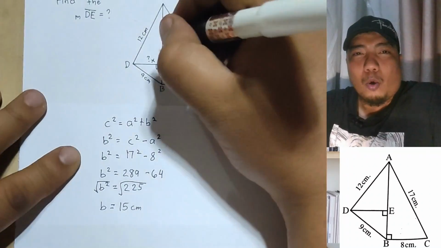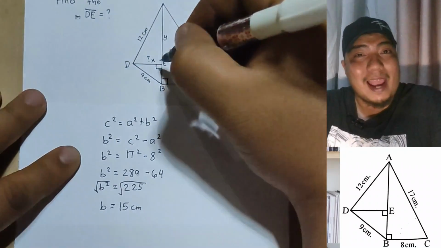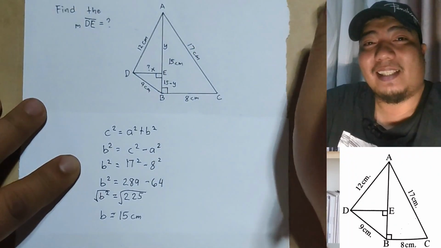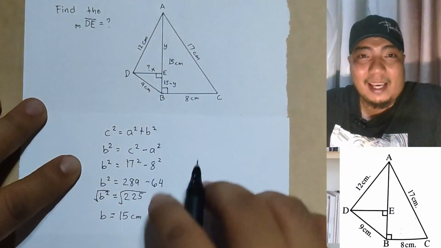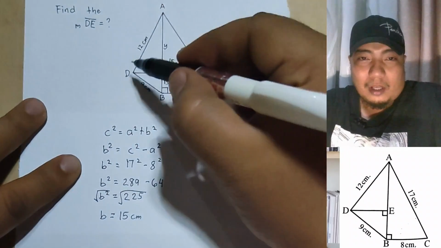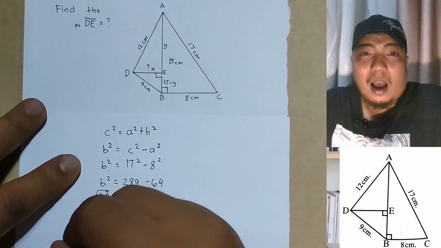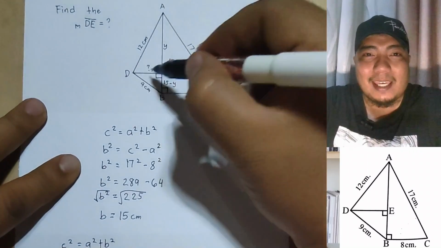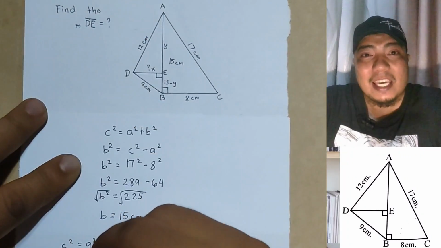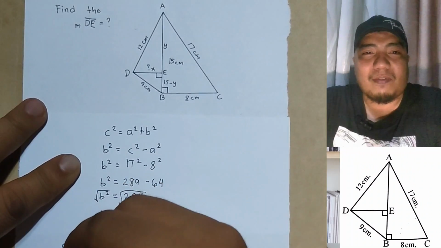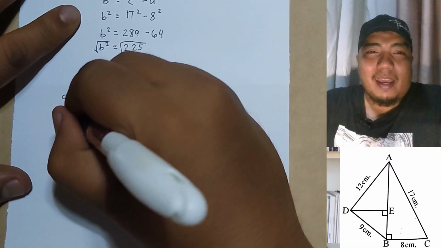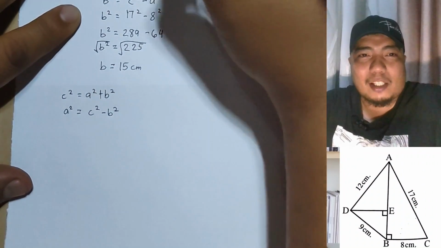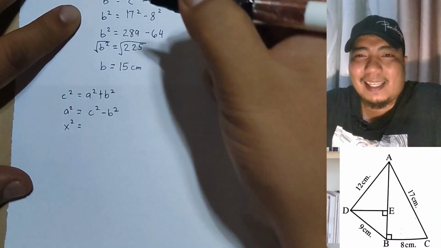So in order to do that, we must consider DE as our x, and then our AE is a part of the AB given, which is 15 centimeters. So we could denote our AE as y, and the other side, the line segment EB, as 15 minus y. So we must have a representation among that given triangle. So let's consider first the triangle ADE.